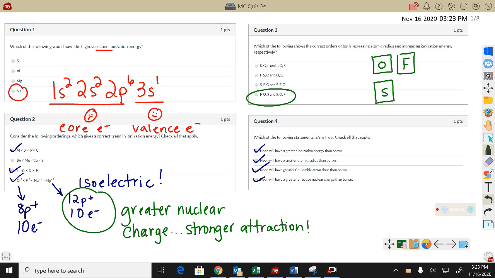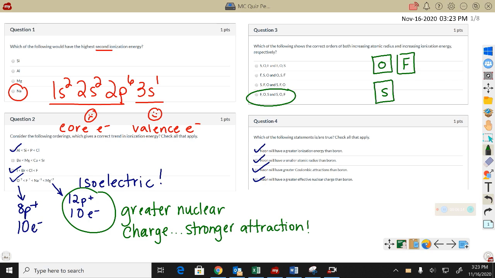energy levels. The opposite then would be true of increasing ionization energy. So if sulfur atoms are the largest by radius, the electrons are farthest from the nucleus, it'll take the least amount of energy to remove the electrons from sulfur. It'll take the most energy to remove the electrons from little baby fluorine.